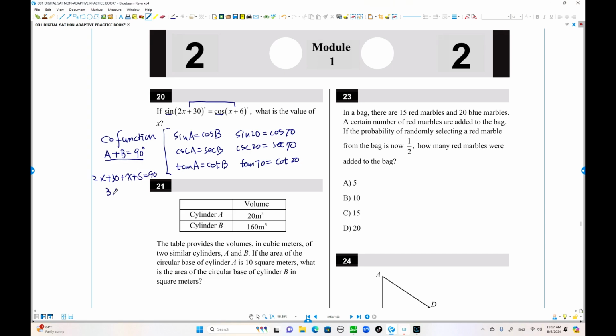So 3x equals how much? This is 36. 90 minus 36 is what? 54, right? All right, so you divide by 3, equals 18. The value of x is 18, that is the answer.